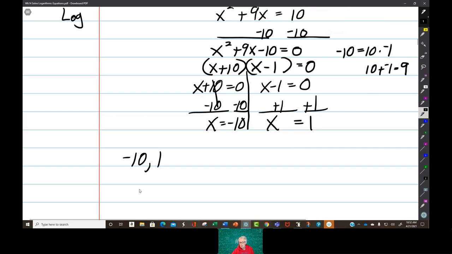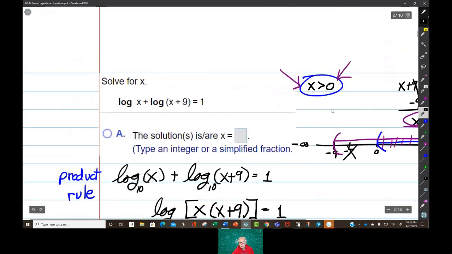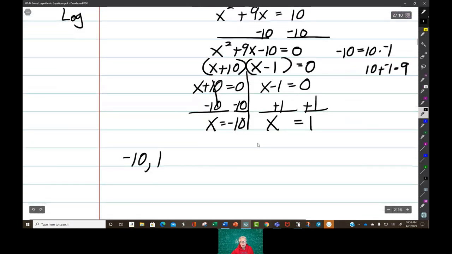Wrong! Because we can only accept answers that are greater than 0. Otherwise, look there. You'll have a negative 10 stuck there. And in fact, a negative 10 plus 9 would be negative 1. You would have two negative arguments, but it doesn't matter. If you even had just one negative argument, the logarithm function would be undefined. In fact, if you had 0 in either one of these, the logarithm function would be undefined. So we're going to have to throw out negative 10.